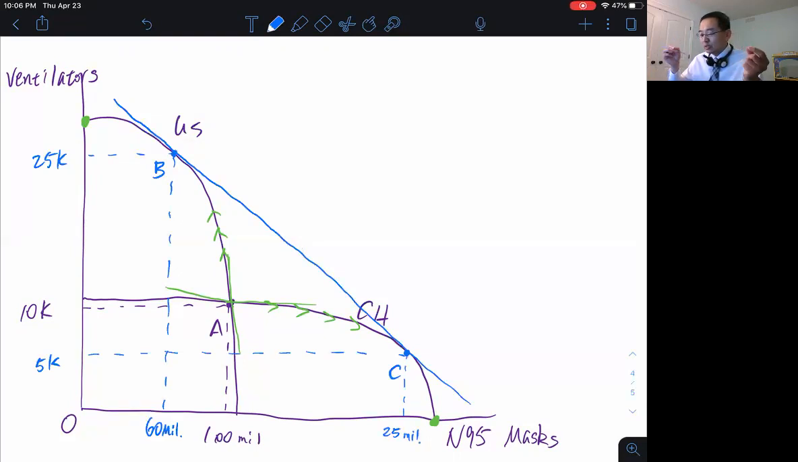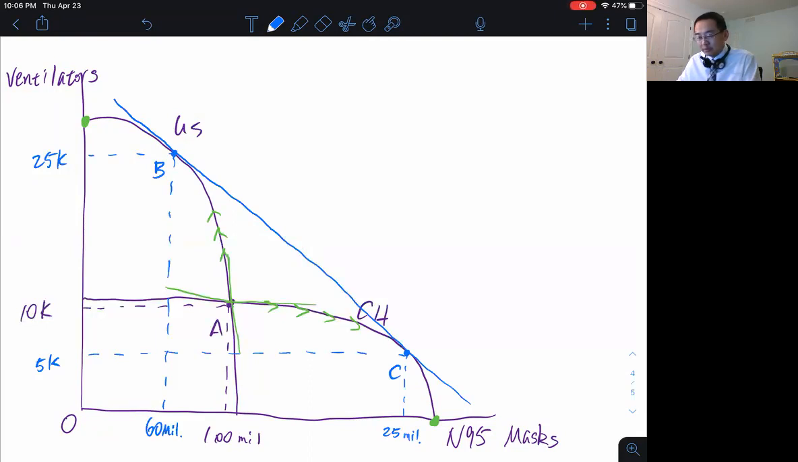So we stop right there. And then we come together and trade. The U.S. will sell some of our 25,000 ventilators to China in exchange for some of their 25 million N95 masks.